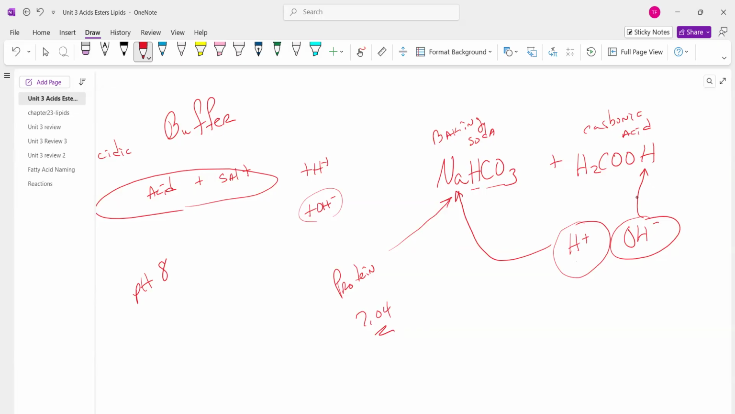All buffers work like this. Somehow it's got to neutralize any H plus coming in, or any OH negative coming in. Now our body is very sensitive to changes in pH. Does anyone know why? Our body goes to great lengths to stabilize our pH.